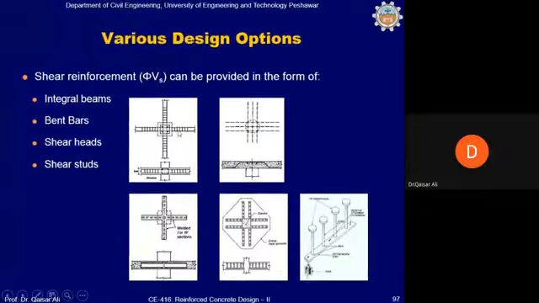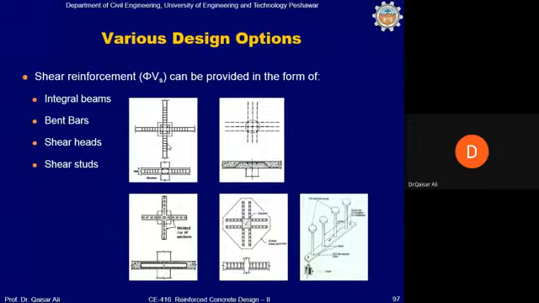Most frequently we provide integral beams because a lot of reinforcement is available at the site. Okay, some of the lengths are already there at the sites as wastage, and we can utilize those bars as integral beams. And so this is the easiest way of reinforcing the slabs against the punching shear.